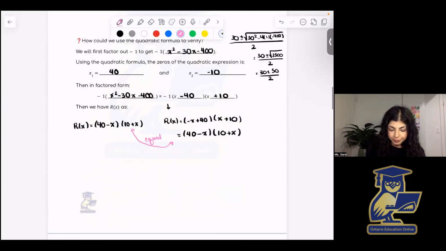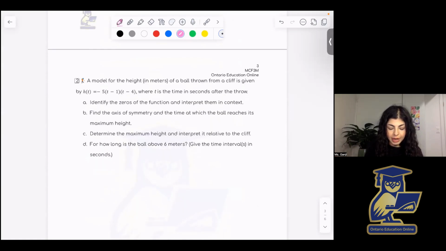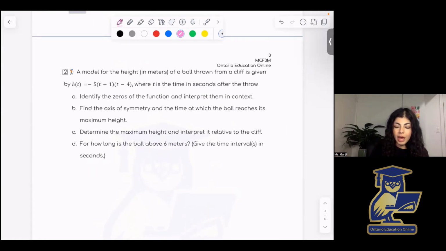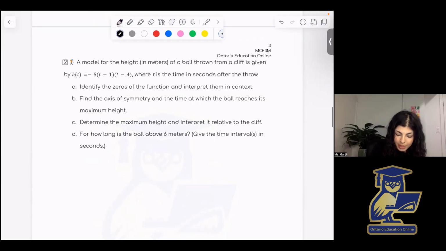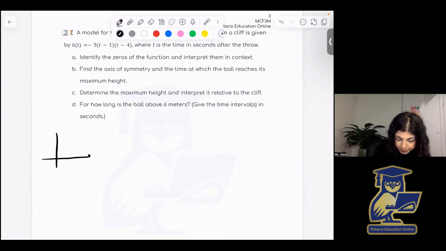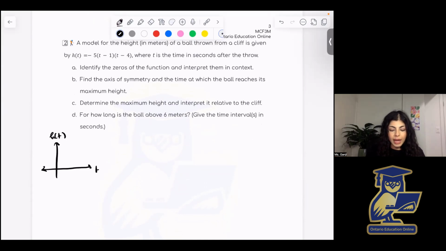to verify your answer. So our next example here, we're told that the height of a ball thrown in meters is given by h of t. And so the ball is being thrown from a cliff, and our time is in seconds. So we're seeing the height in meters. So let me just set up my graph there. So h of t in meters over t, our time in seconds. So first, we're asked to identify the zeros. So the zeros we get by setting h of t to 0.